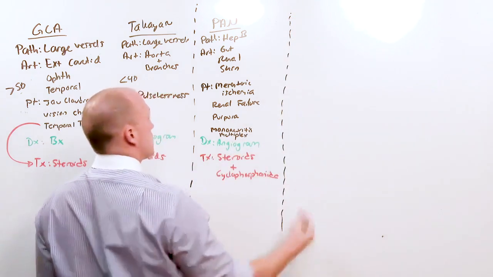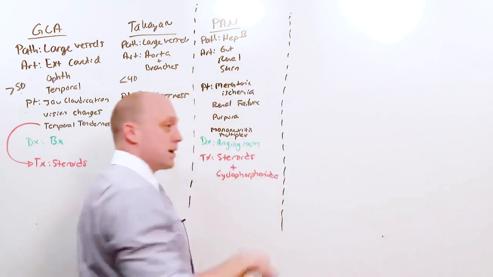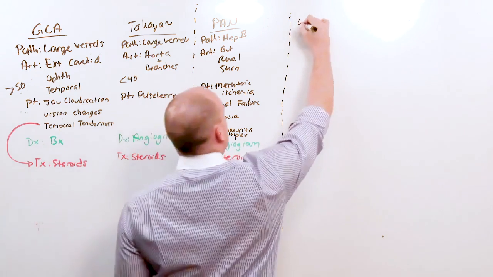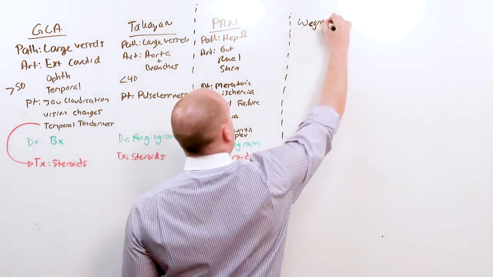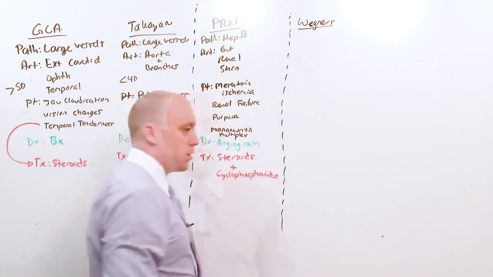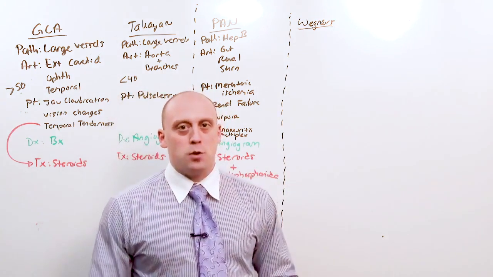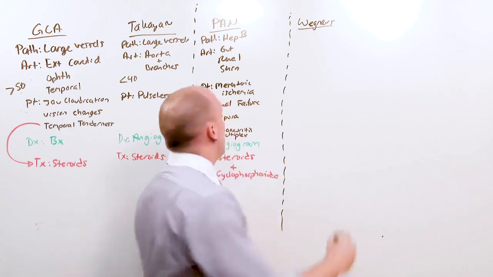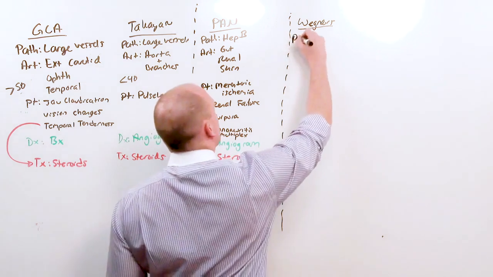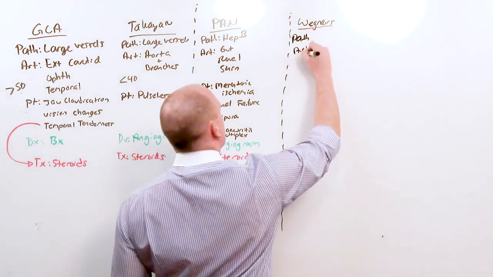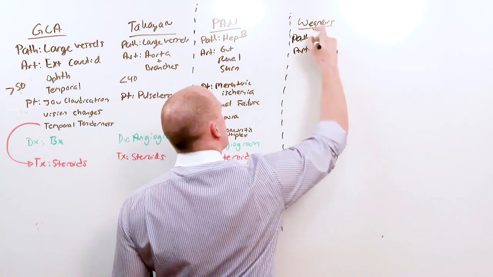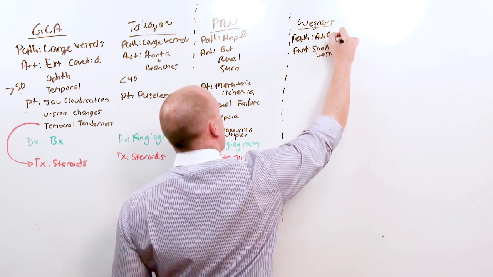Into the small vessel diseases, we're going to talk about those that are ANCA associated first, and there's one you have to know, Wegener's. Granulomatosis with polyangiitis. I said Wegener's. It's a small vessel disease. The pathology is ANCA associated.